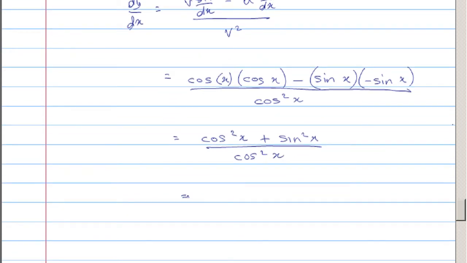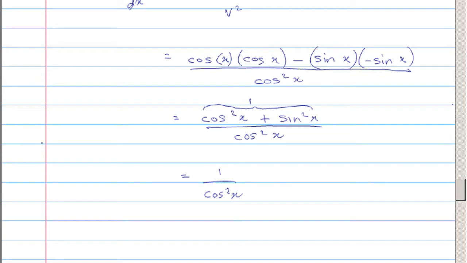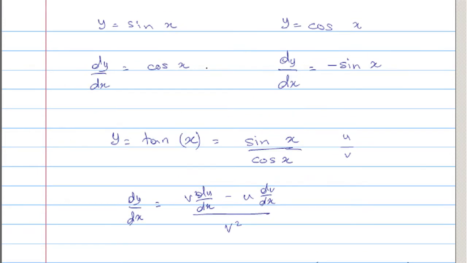And one of the first trigonometric identities we get as a result of the Pythagoras theorem is that cos squared x plus sine squared x is equal to 1. So this becomes 1 divided by cos squared x, and I said that 1 divided by cos x is equal to sec x. So 1 divided by cos squared x will give sec squared x. And that is how we can show what the derivative of tan x is.